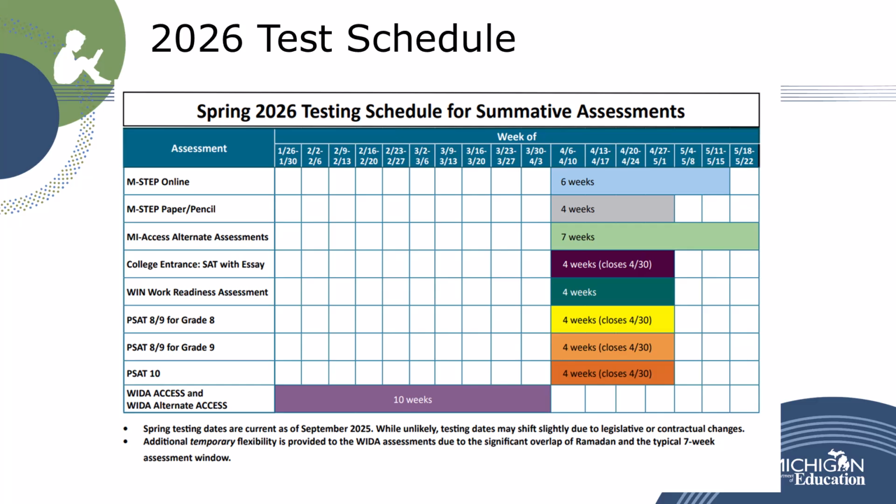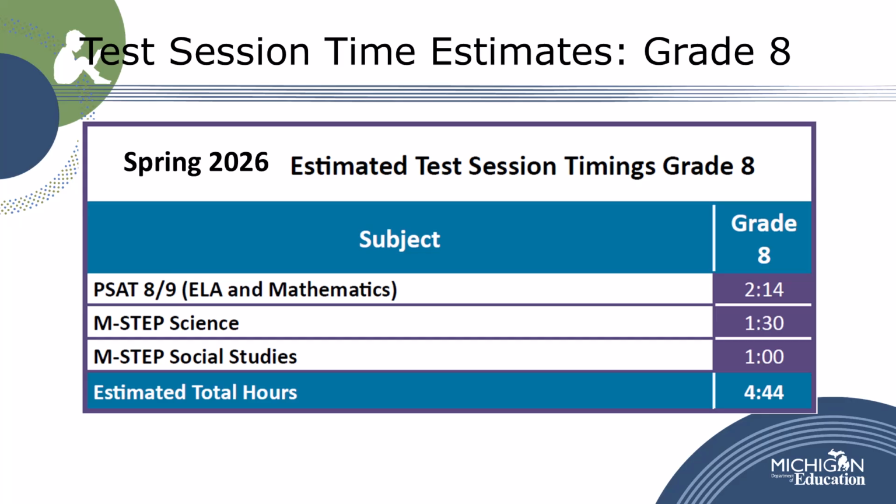All of these schedules are also available in the Guide to State Assessments document, which is available on the M-Step webpage at www.michigan.gov/mstep. These are the testing time estimates for 8th grade. For M-Step, the time estimates for each test do not include time for reading directions, answering questions, or other classroom tasks. The PSAT 8/9 is a timed test, while M-Step is not a timed test.